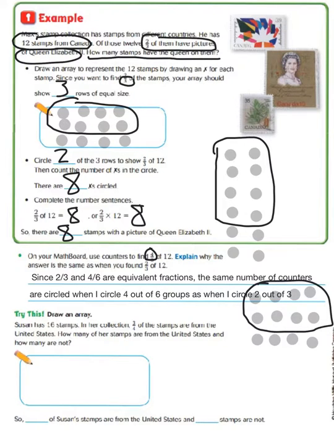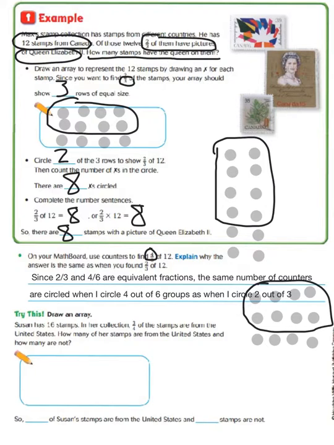All right, if you need more time to copy down that explanation, go ahead and feel free to hit pause. Let's go ahead and try one more. It says, Susan has 16 stamps in her collection. 3/4 of the stamps are from the United States. How many of her stamps are from the United States and how many are not?